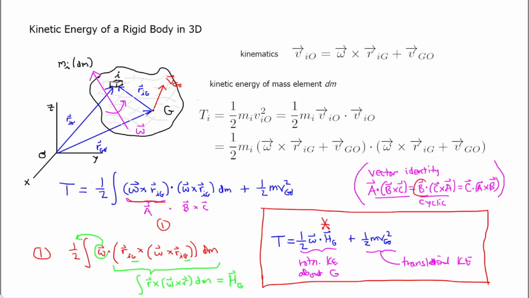One last thing I might mention is that if you have some fixed point P, then you can use the parallel axis theorem and just write this as 1/2 omega dot h sub p. That doesn't happen all the time, but when it does, we can use that special case. More generally, we're going to be using the more general formula. I think that's going to do it for our derivation here together.